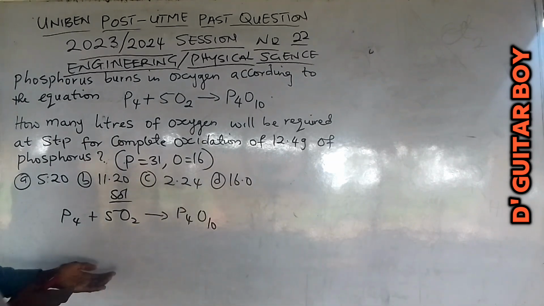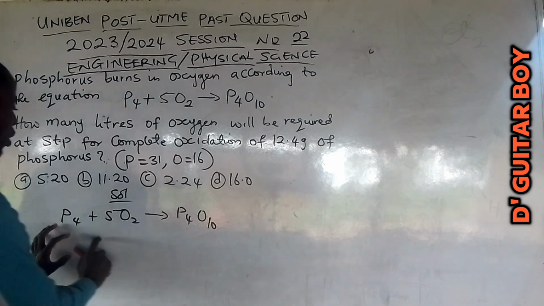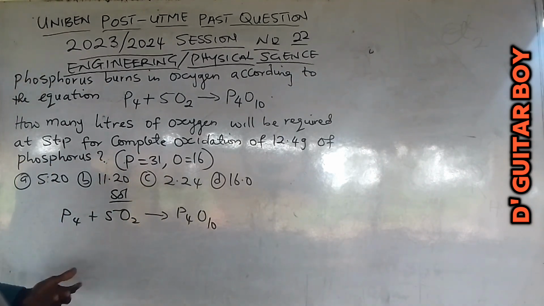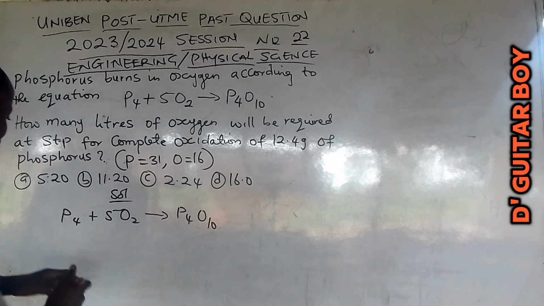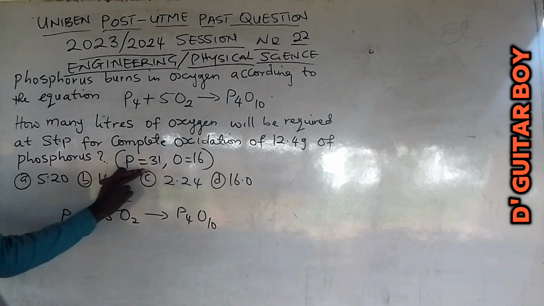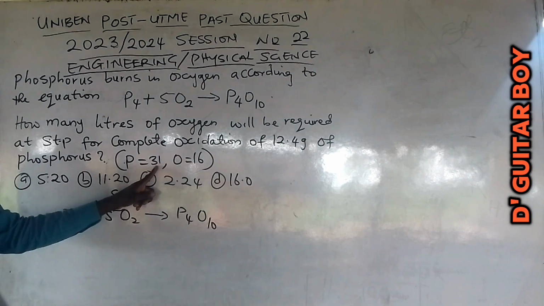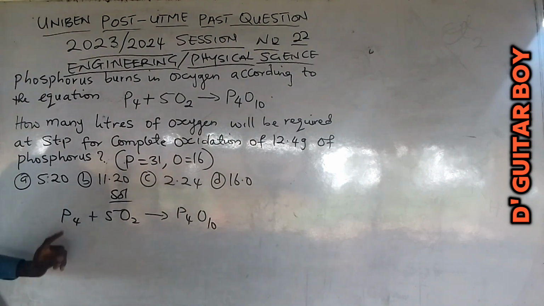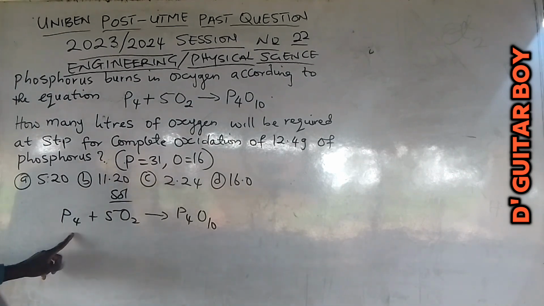What is your reference point in this particular question? Your reference point is your equation. What does your equation tell you? From the question, they told us that the relative mass of one atom of phosphorus is 31. Now, we have how many phosphorus here? We have 4 phosphorus, which tells us that we are going to multiply 31 by 4.